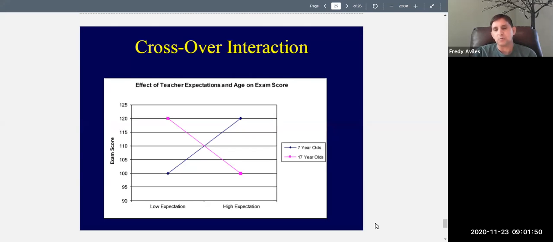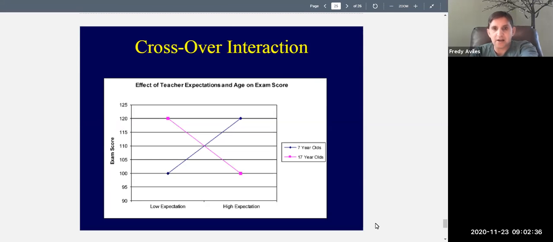These are the results that were found for one study, looking at the effect of teacher expectations and age on exam score. Let's look at the blue line first. The blue line stands for 7-year-olds, little kids. When the teacher had low expectations, look at where it says low expectations and a 7-year-old. That dot on the lower left is low expectation and a 7-year-old. So when 7-year-olds have a teacher that has low expectations, a teacher that thinks they're dumb, that expects them to fail, and they are also young, they don't score very well.